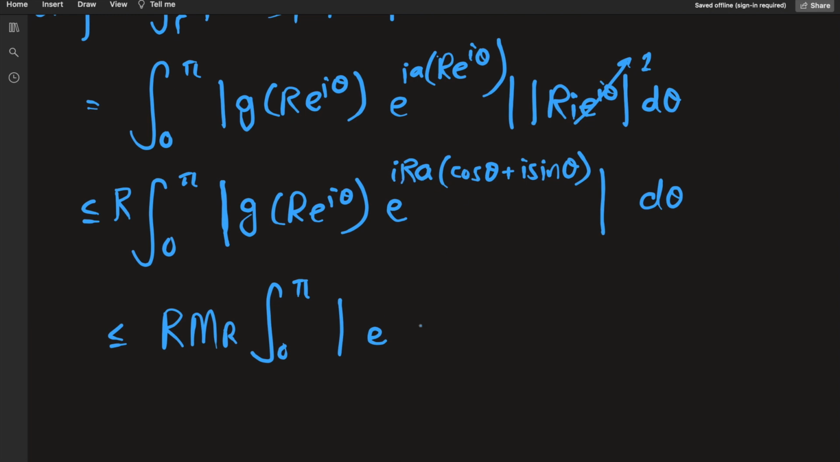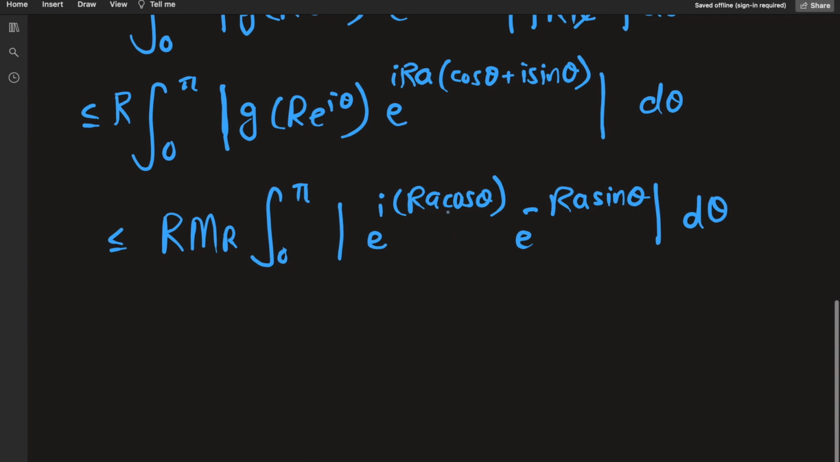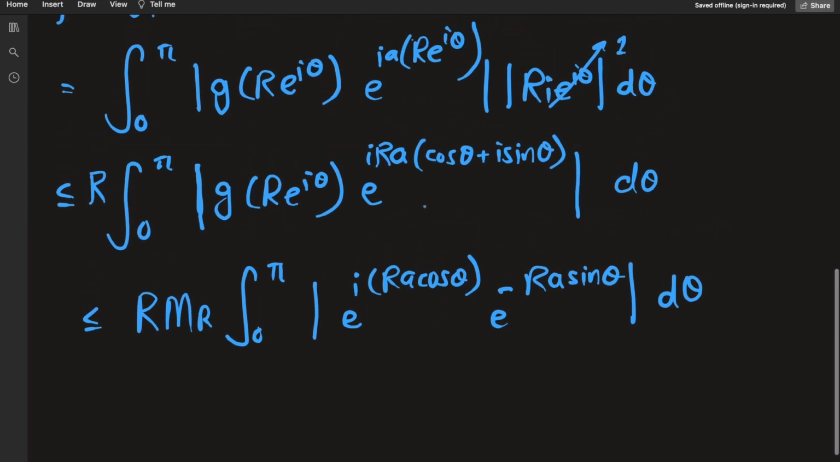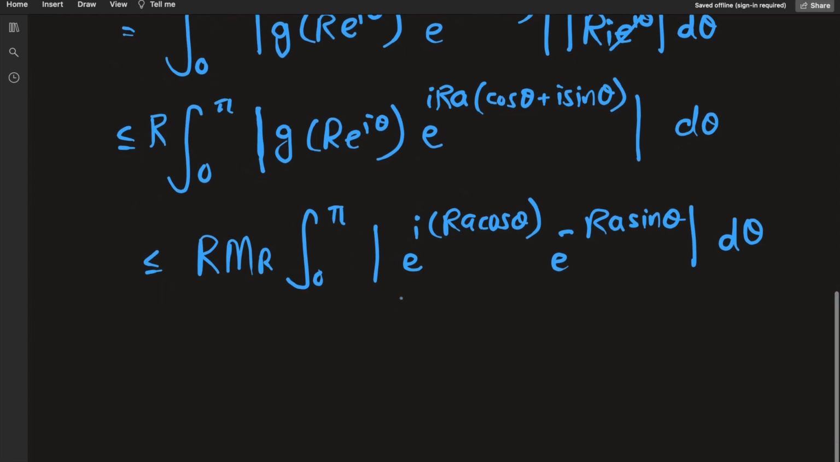Now split this up, distributive property: e to the i times r a cosine theta multiplied with e to the negative r a sine theta d theta. Now e to the i times some value, the absolute value of that is always going to be 1, because this will just be cosine theta plus i sine theta. You take the absolute value of that, you're going to get 1.